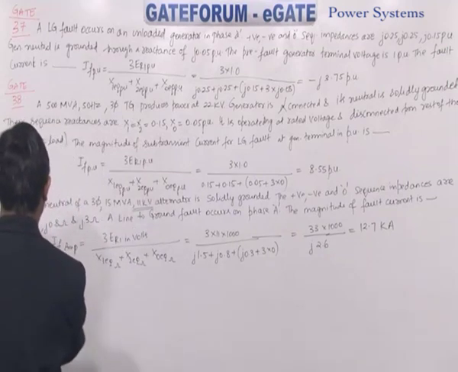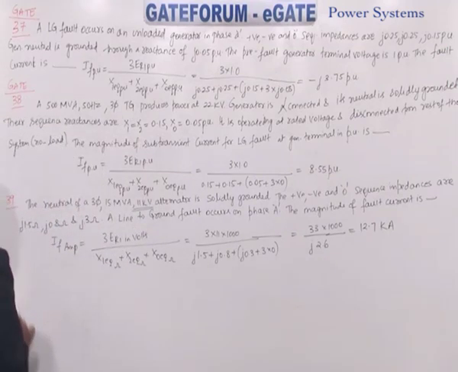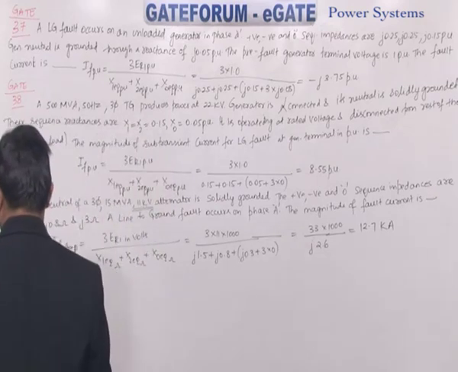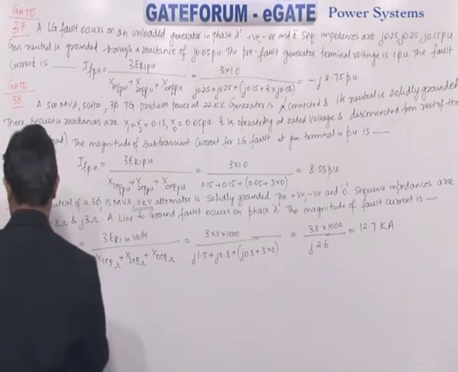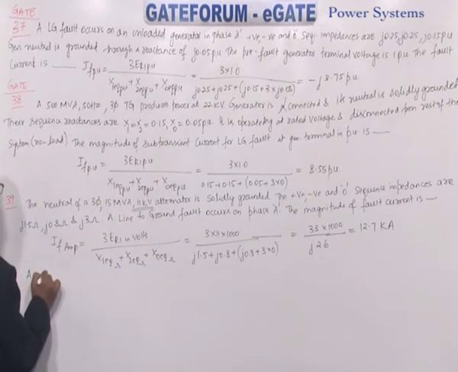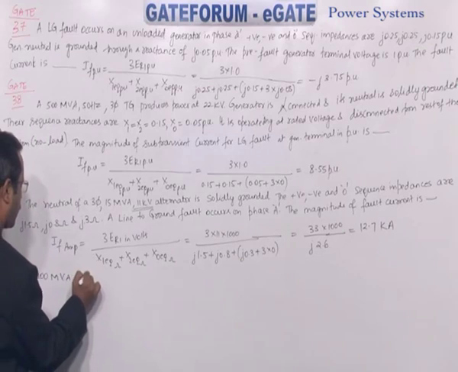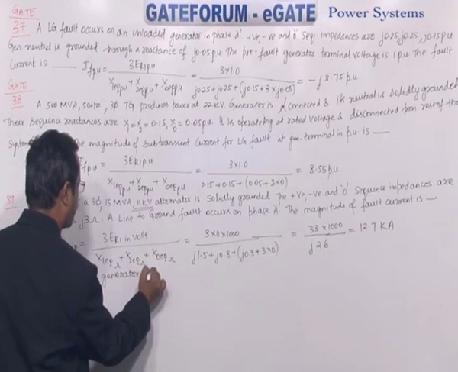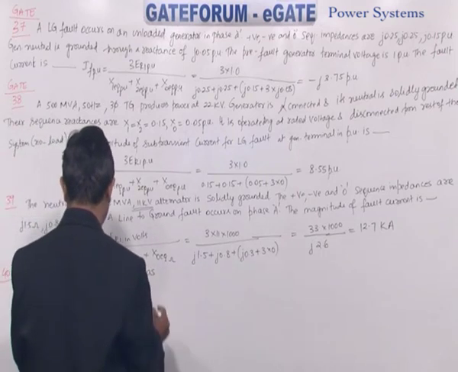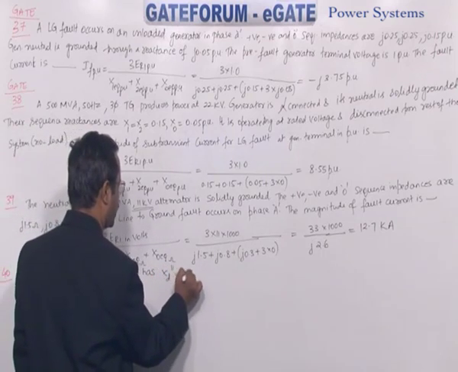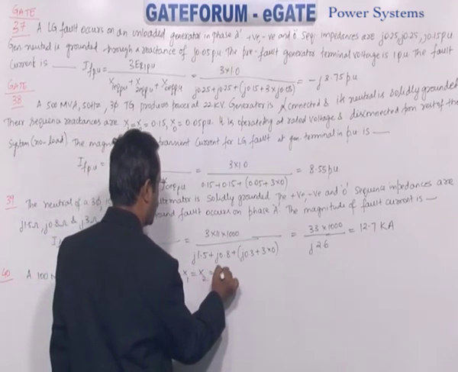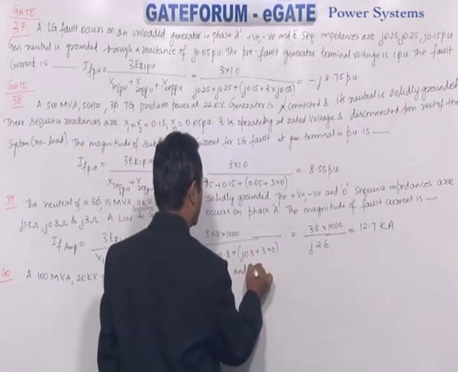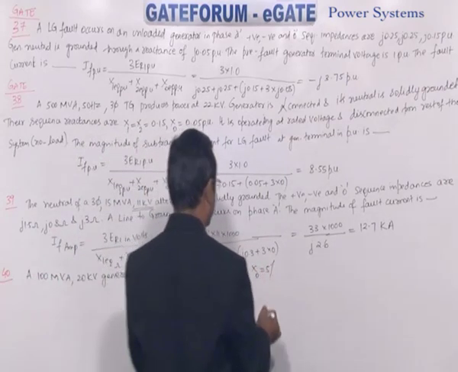Now we solve this next one. It is also based on the LG fault which you did at the beginning. A 100 MVA, 20 kV generator has X'' d or X1 or X2 of 20% and X0 equal to 5%.